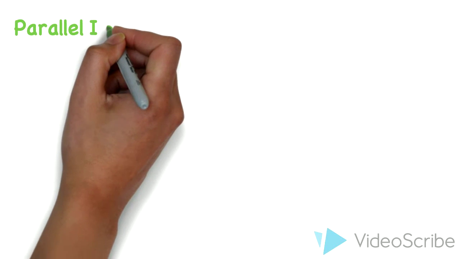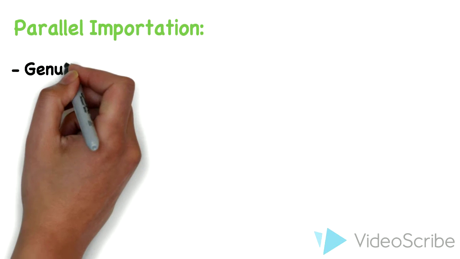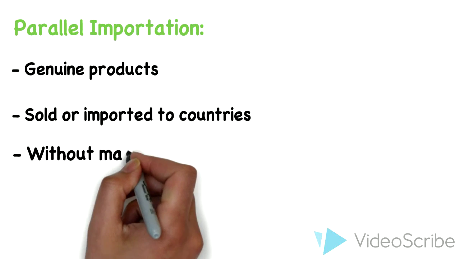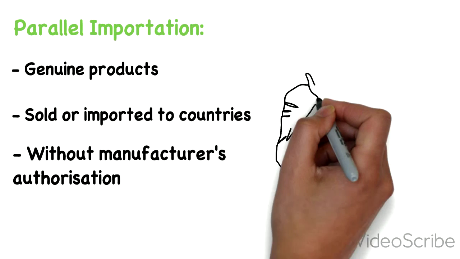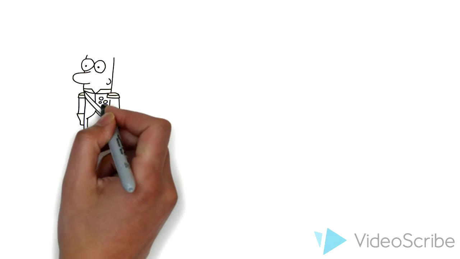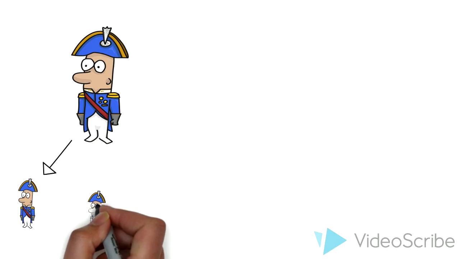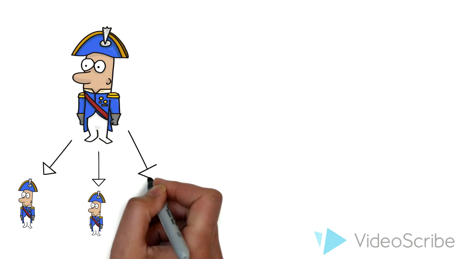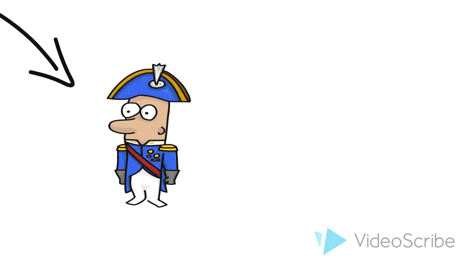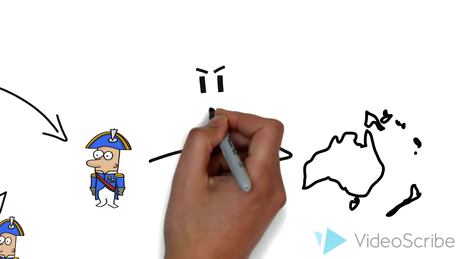Finally, the concept of parallel importation should be explained. Essentially, this concerns genuine products that are sold or imported to countries that were not authorized by the initial manufacturers or copyright owners. A short example of this can be where a UK manufacturer has authorized all of its associated companies to only sell its product within the UK market. If one of these companies decides to sell the manufactured products to the Australian markets instead, this is called parallel importation.